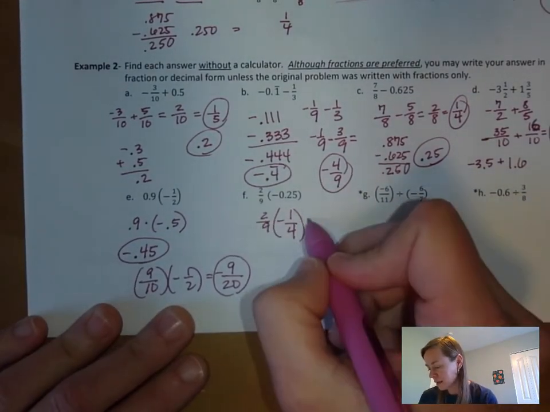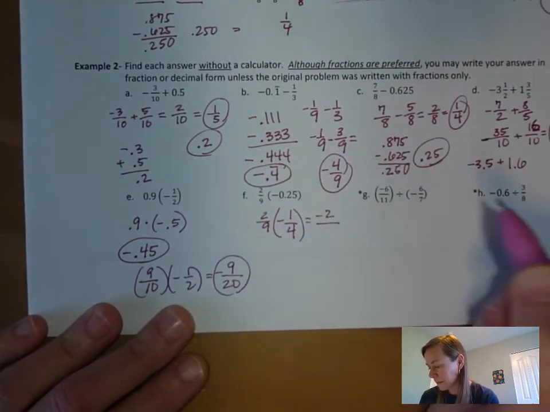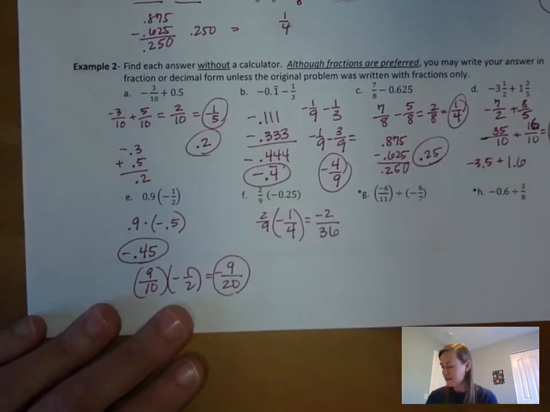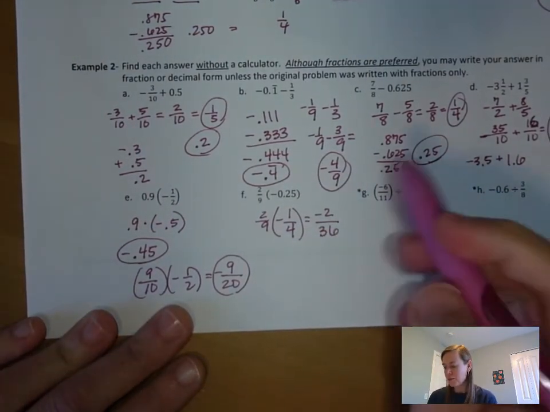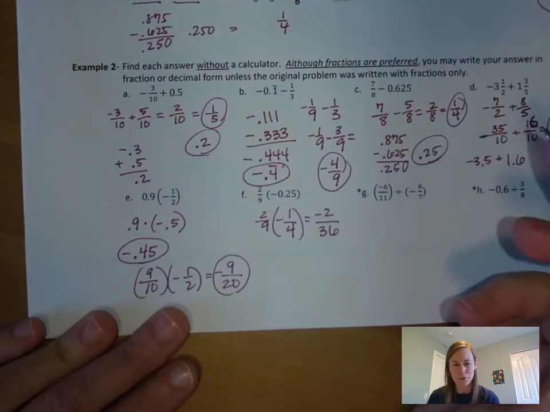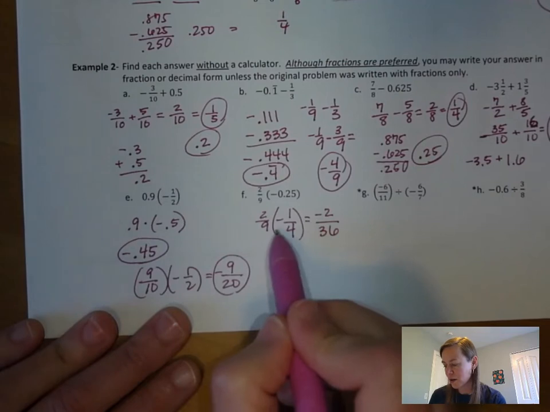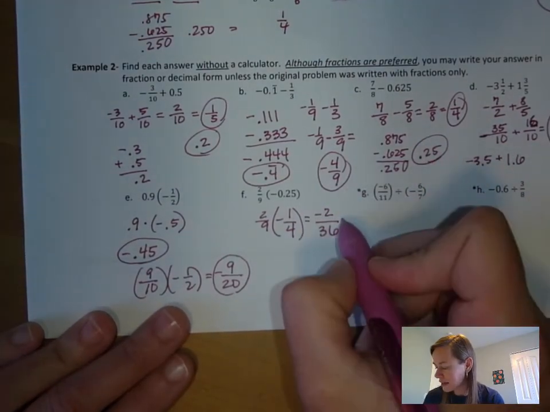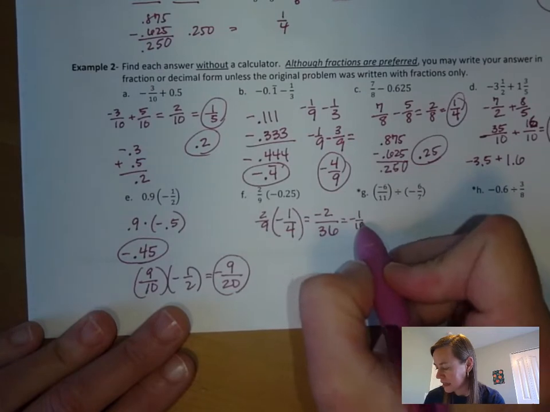Okay, 2 times -1 equals -2, and 9 times 4 is 36. All right. And remember, you can put that negative sign on the top or on the bottom, but you can't put it on both. So just make sure as you're multiplying across, you don't accidentally put it on both. Now we need to simplify this fraction, and that's going to become -1/18.